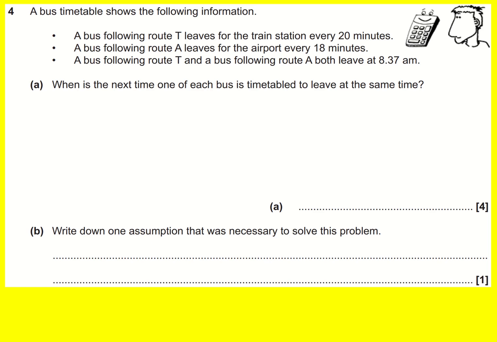To deal with this question, I'm going to find the lowest common multiple of 18 and 20, because that will tell me in their times tables when they share the first common multiple, i.e. when they will share the first time repeated, i.e. when the buses will next leave at the same time.